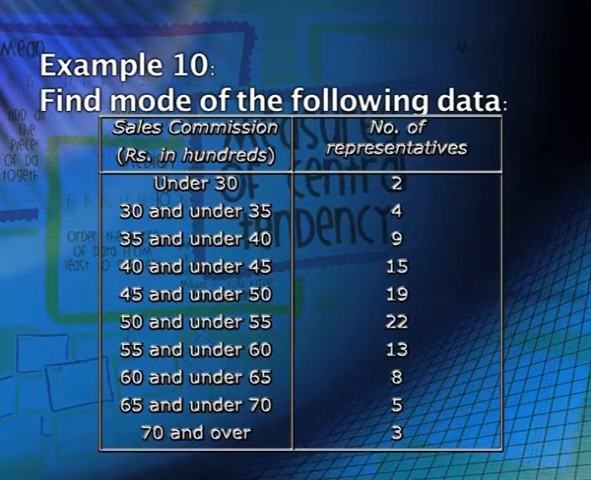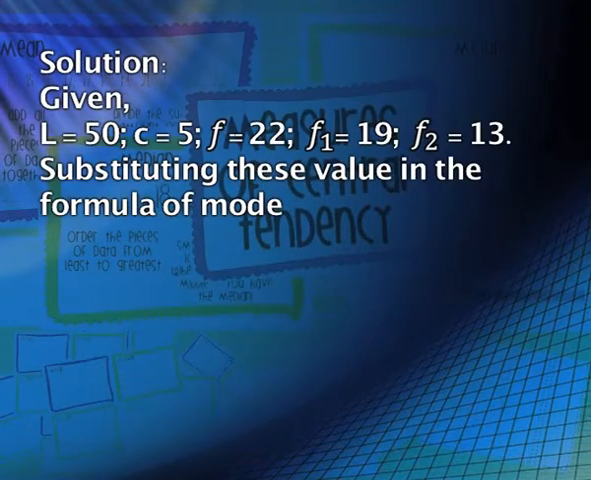We'll see an example for this. Find the mode of the following data. So we have this data in the table of sales commission, which is given in rupees, in hundreds, and number of representatives. So for the solution, we are given that L is equal to 50, small c is equal to 5, f is 22, f1 is 19, and f2 is 13.